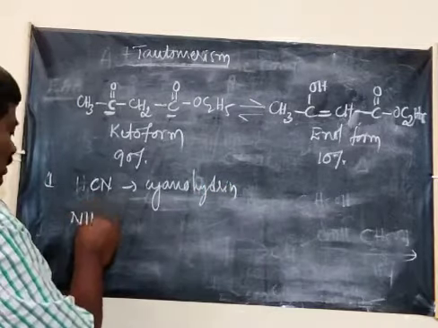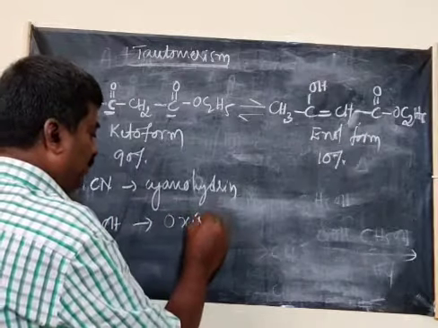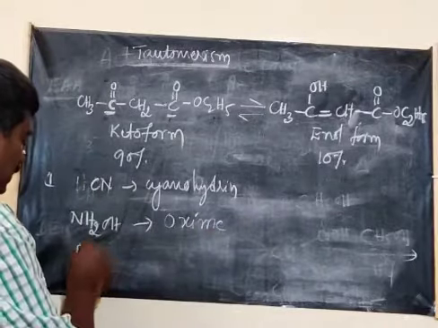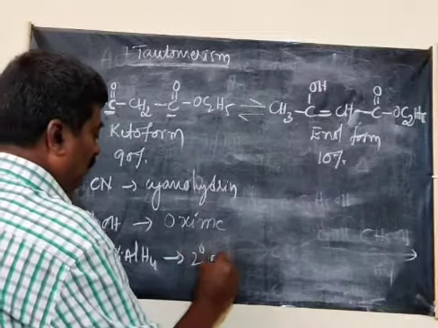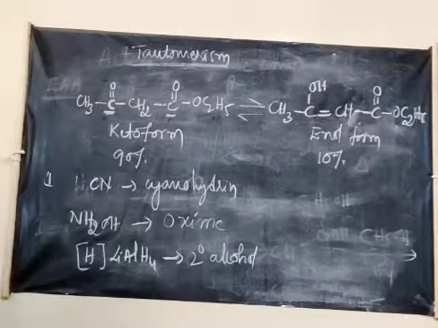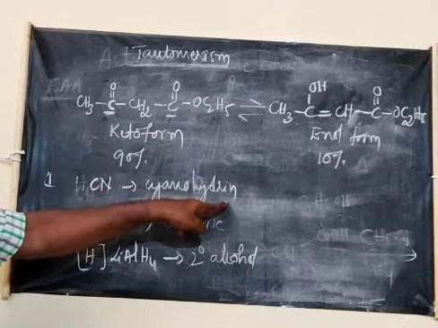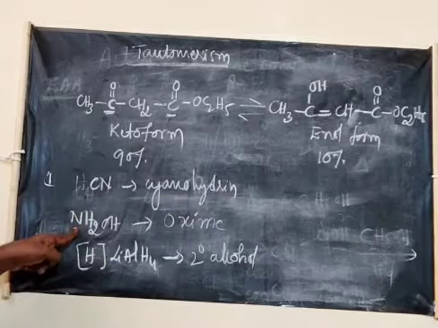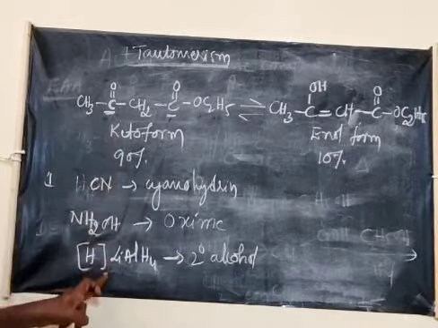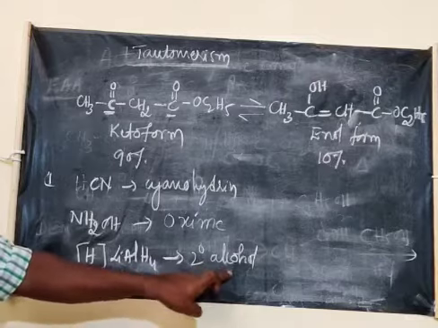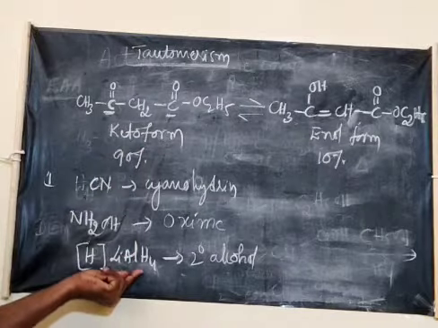Similarly, when treated with hydroxylamine, NH2OH, it forms the respective oxime. Similarly, if you reduce with lithium aluminum hydride, it forms a secondary alcohol. So you know the properties of the ketones. Ketones with hydrogen cyanide form the respective cyanohydrin; an addition product is formed. Similarly, with hydroxylamine they form the respective oxime. Ketones on reduction with lithium aluminum hydride form secondary alcohols. See, this compound answers all these properties.